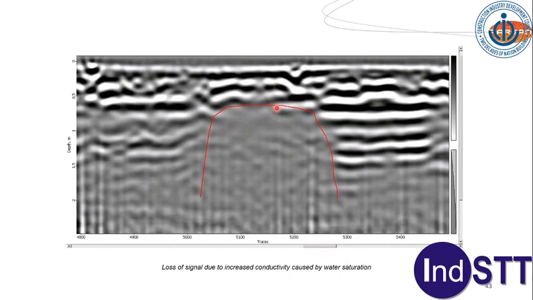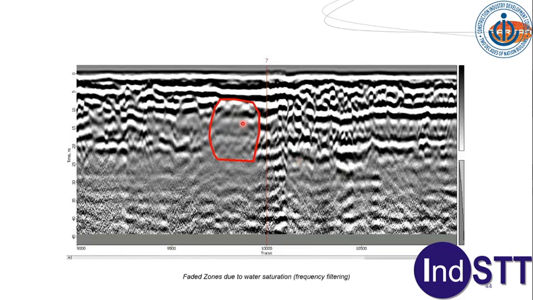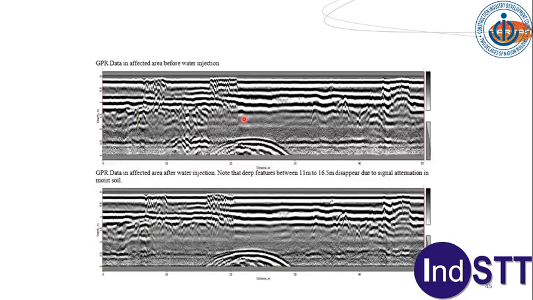So depending on kind of soil it is, you can have different signatures, and you need experience to interpret this, of course, but this is another signature of water leakage. Here, faded zone due to water saturation, it is called frequency filtering. Again, we are going parallel to the pipeline, and we know exactly at what location the pipeline is leaking.